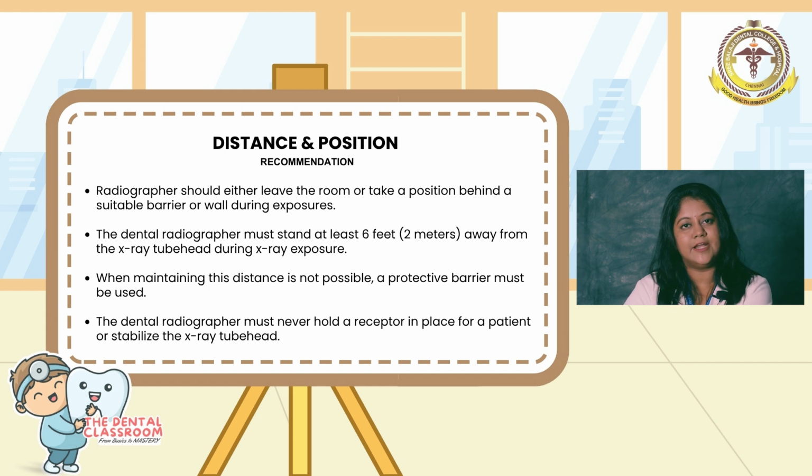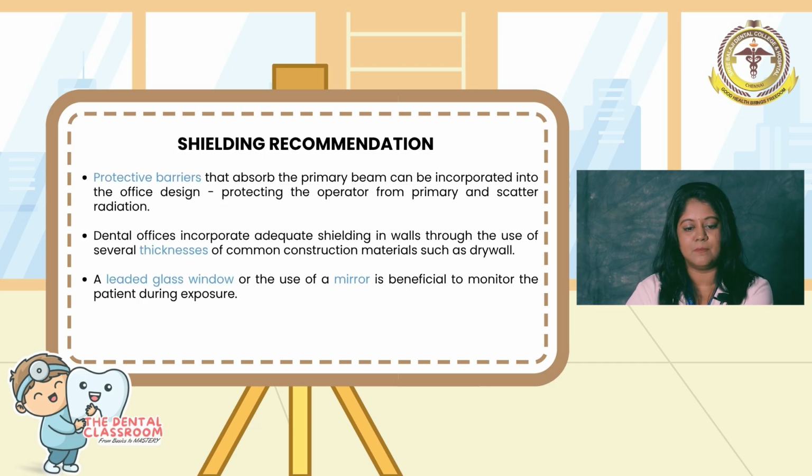Okay, so the radiographer should either leave the room or take a position behind the barrier or a wall during the exposure. Ideally, the dental radiographer should stand at least 6 feet away from the X-ray tube head during the X-ray exposure. When maintaining this distance is not possible, it is mandatory that a protective barrier should be used. The dental radiographer should never hold a receptor or a film for the patient or stabilize the X-ray tube head during the exposure.